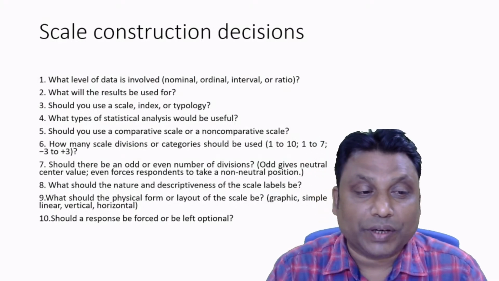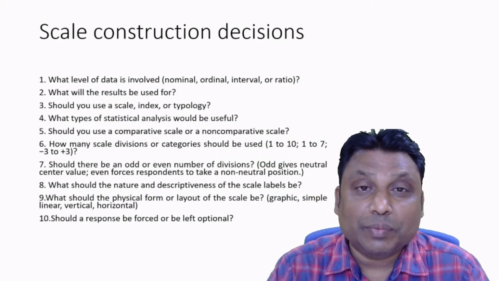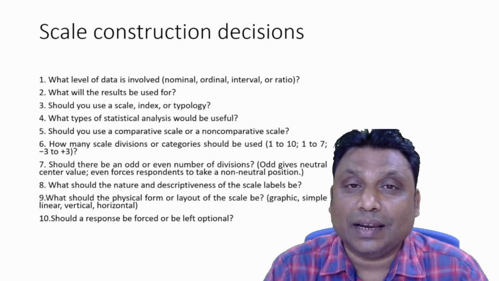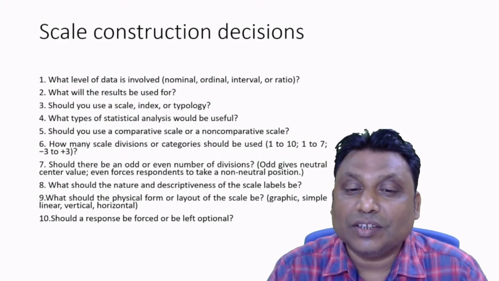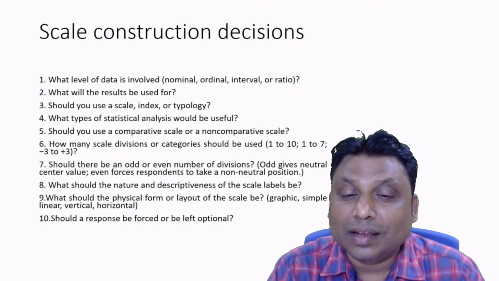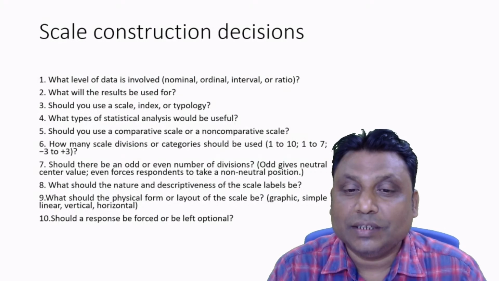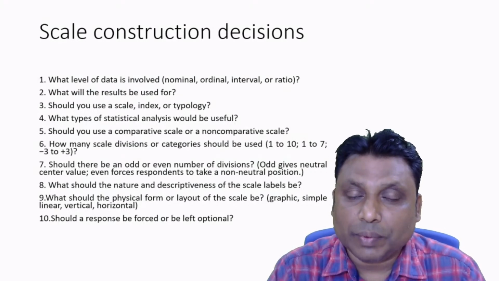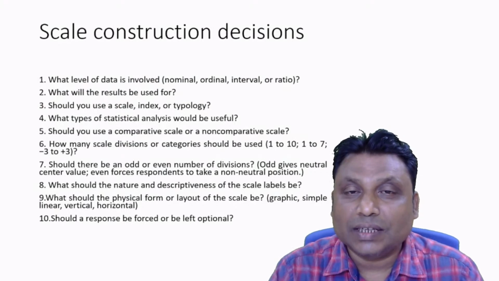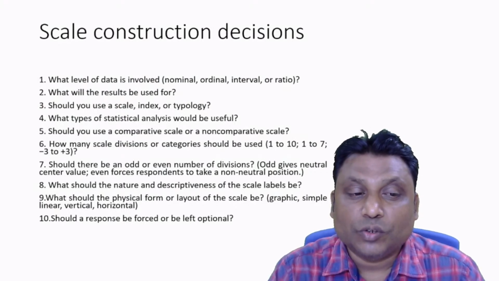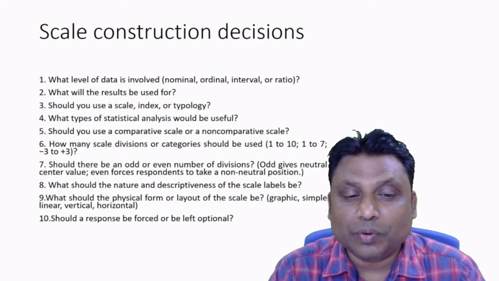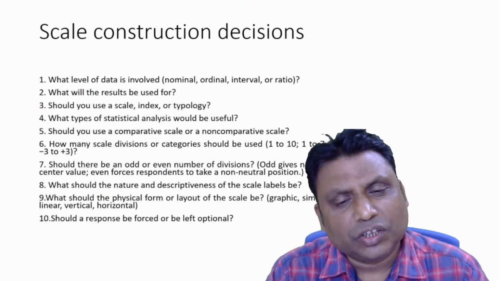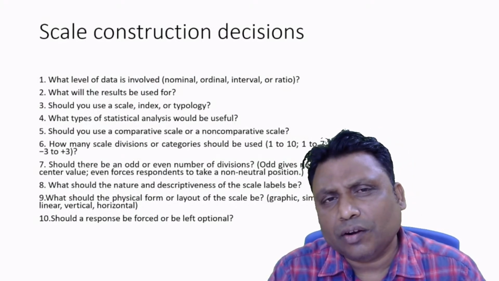Next point: the scale division. In which scale are you collecting your data? Ordinal scale, nominal scale, interval scale, or ratio scale. Then there is categorization: a 5-point scale, a 7-point scale, or a 10-point scale. Should there be an odd or even number of divisions? Odd gives a neutral central value; even forces the respondent to take a non-neutral position. Sometimes you can take the neutral, sometimes you cannot.